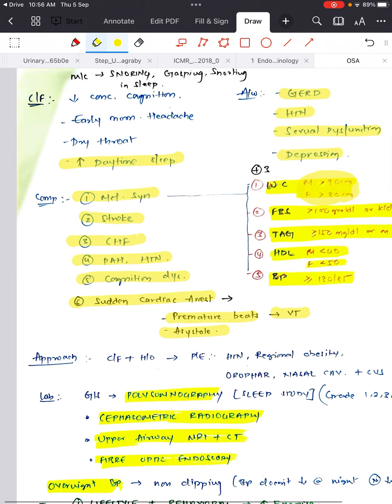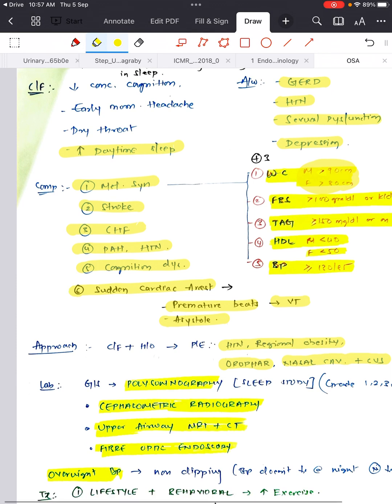Now, how to approach clinical features? You'll see nighttime symptoms, daytime symptoms, and other symptoms like depression. In history you have to take genetic history, or any nasal polyps or something like that. Then physical examination: you have to look for hypertension, regional obesity, check the oropharynx for any polyps or abnormalities, and check the nasal cavity. And CVS examination, cardiac, because they're prone to congestive heart failure related complications. You have to do that assessment also.